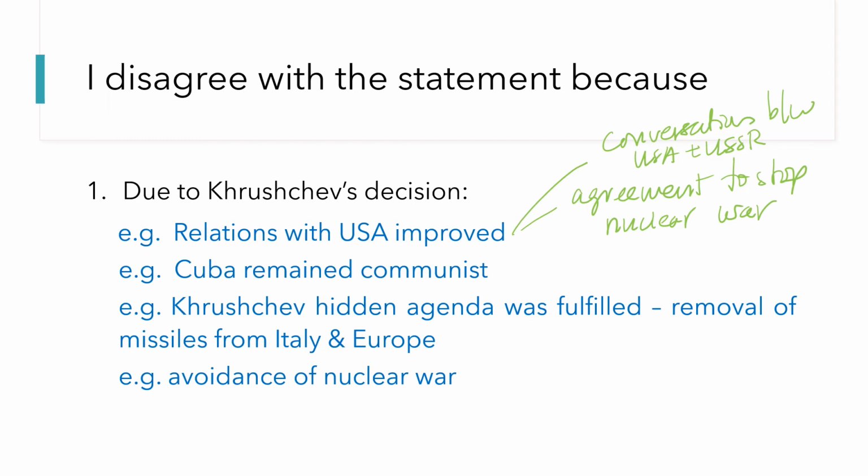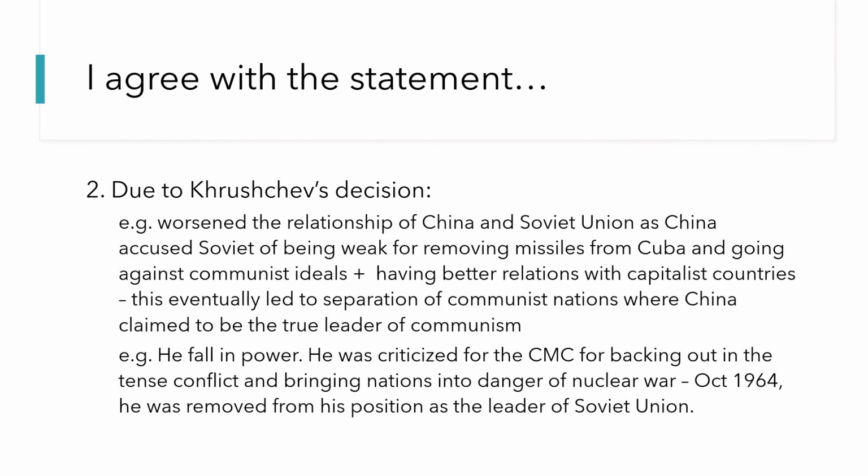Now moving on. Of course, Khrushchev's hidden agenda was fulfilled. There was a removal of missiles from Italy and Europe. I think that was one of the things Khrushchev was very successful about. And of course, at the last part, there is an avoidance of nuclear war. Moving on, you can then go to the next paragraph.